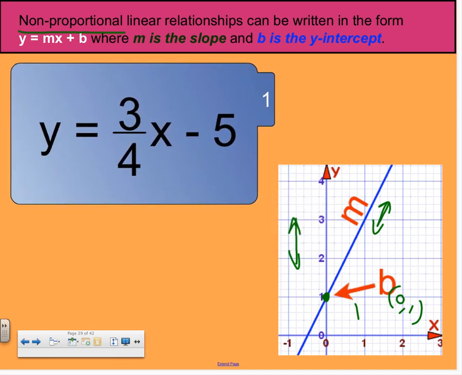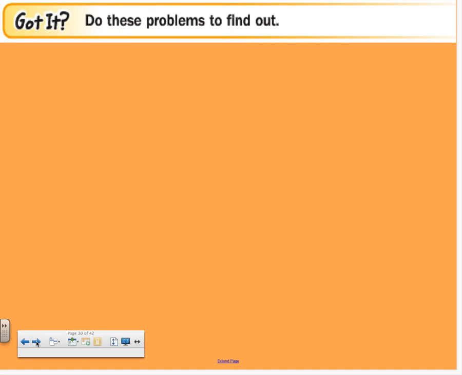Here we have y equals 3/4 x minus 5. Who would like to tell me what the slope is in this situation? Morgan? Very good. The slope is 3/4. And what would we say is the y-intercept, Madison? -5. Excellent job. I would like you to try A, B, and C in the middle of page 200.